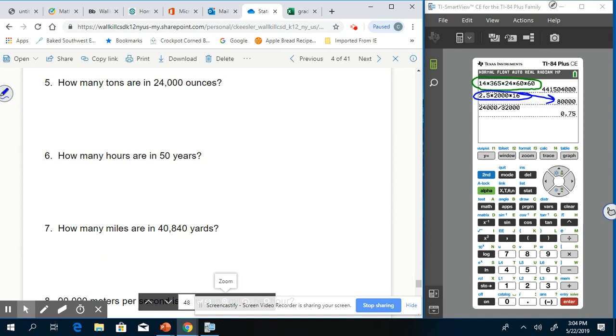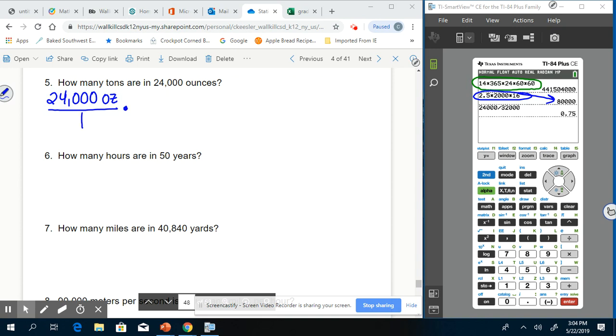So here we're going from a smaller unit, 24,000 ounces, to tons. So that's going to make the denominator have some values in it instead of just 1. So here, again, we start with 24,000 ounces to 1. And we're going to use some of the same conversions we just looked at.